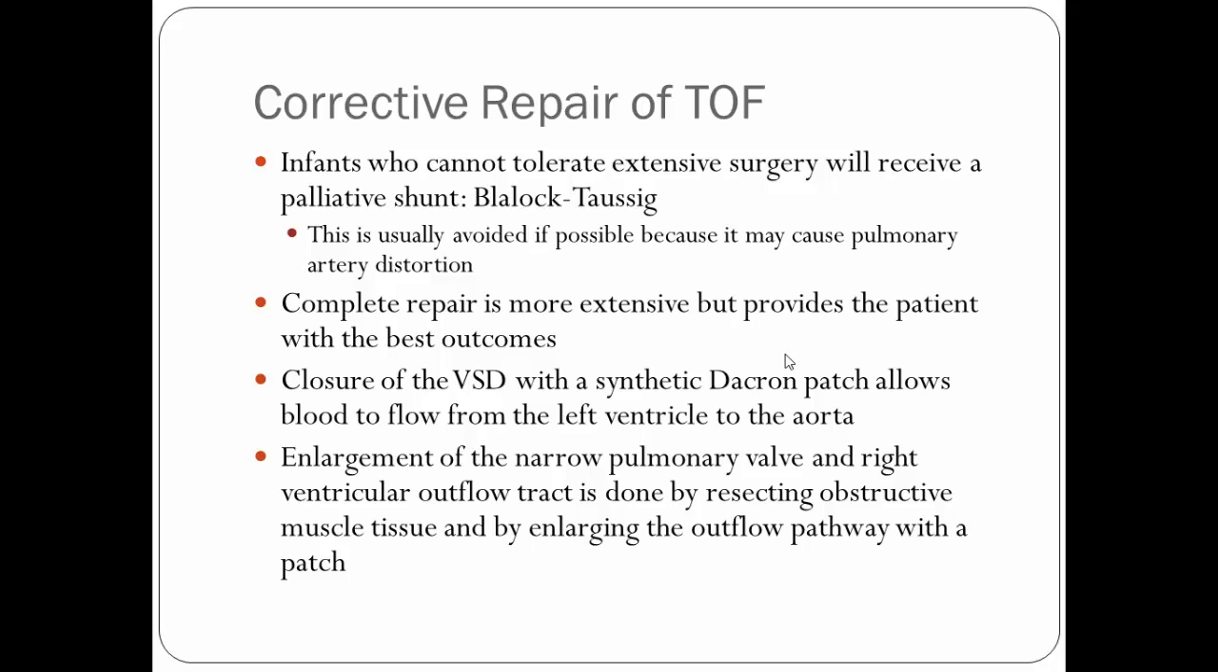The corrective repair of TOF includes closure of the VSD with a synthetic Dacron patch, which allows blood to flow from the left ventricle to the aorta. It also includes the enlargement of the narrow pulmonary valve and right ventricular outflow tract. This is done by resecting obstructive muscle tissue and by enlarging the outflow pathway with a patch.